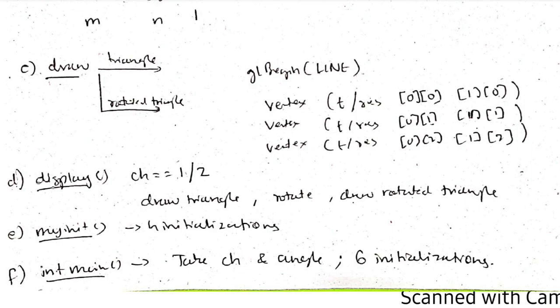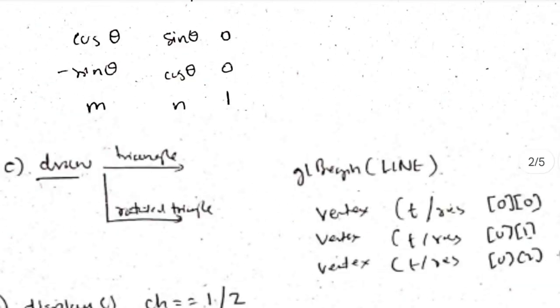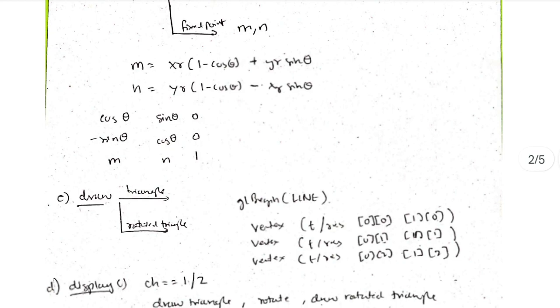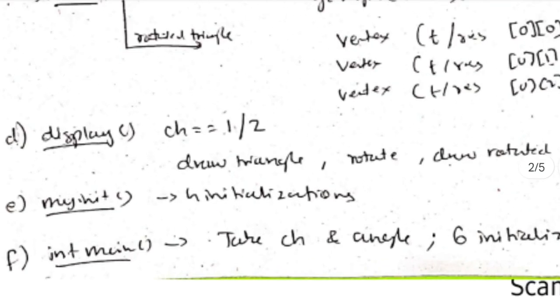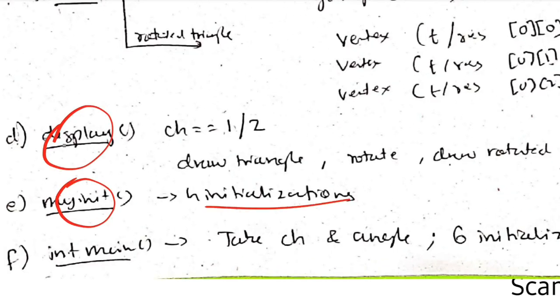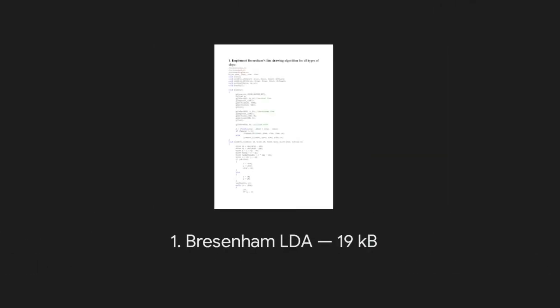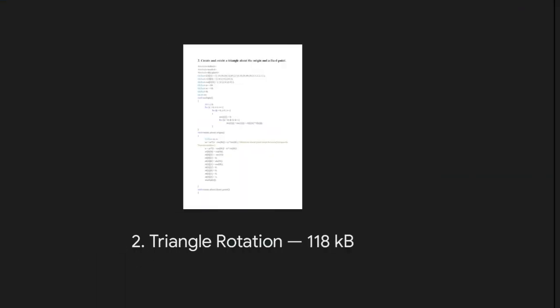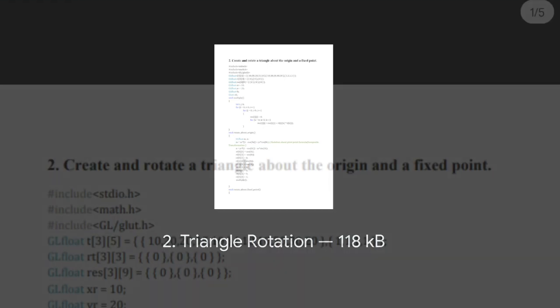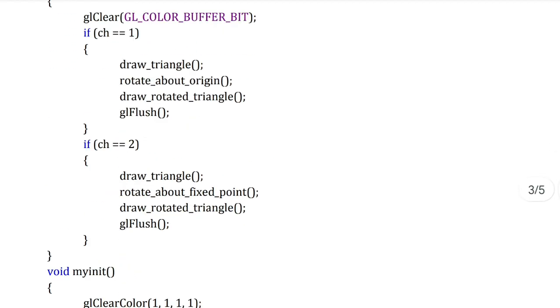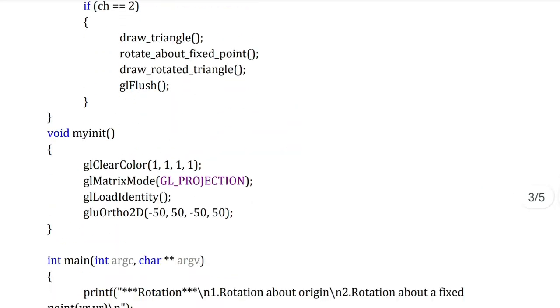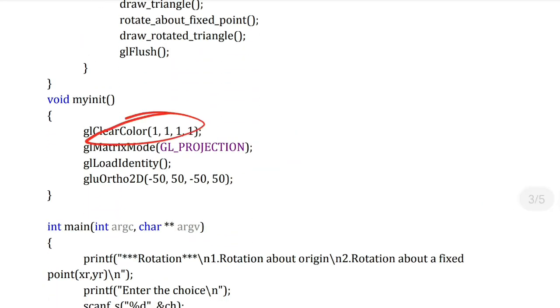Okay, so we are done with 5 and just left with 2 more, which are the display function and my init function. Here 4 initializations are there, very simple. Let's discuss that one. Just as with the other functions, in the init function we have the initialization things. What I mean is setting the color, matrix mode, load identity, ortho 2D. Easily you can remember by writing 3-4 times.